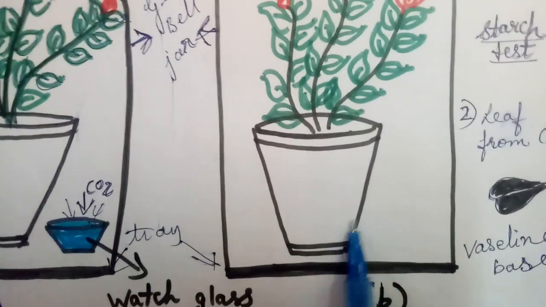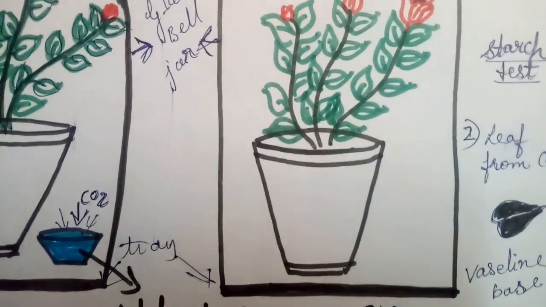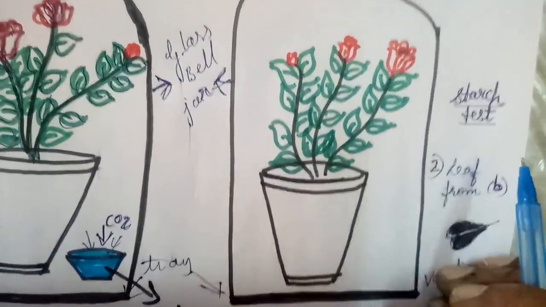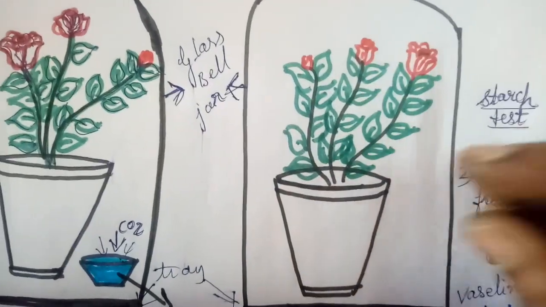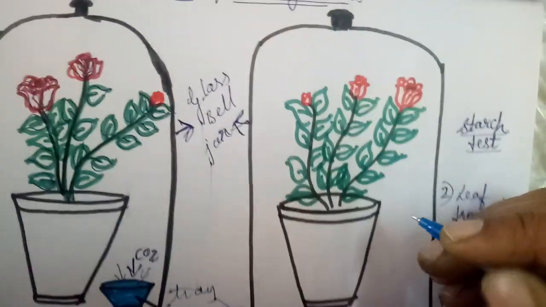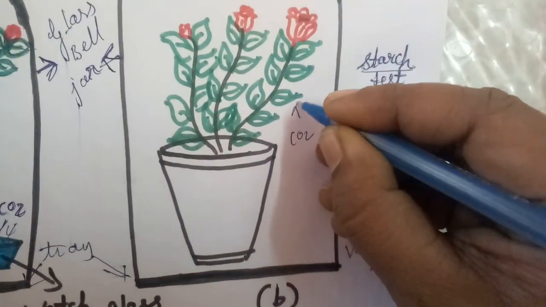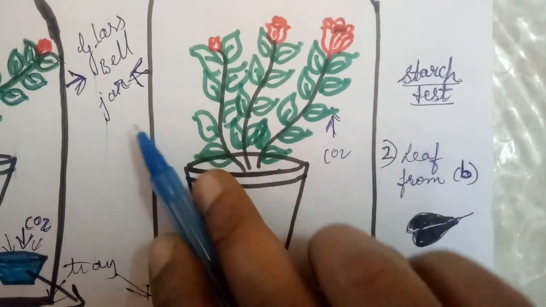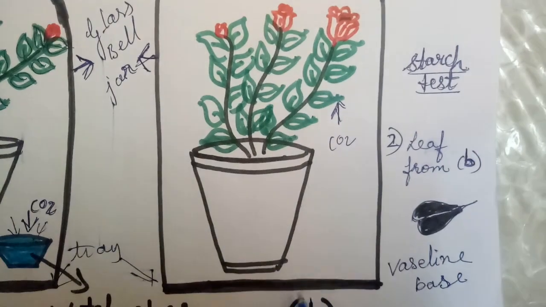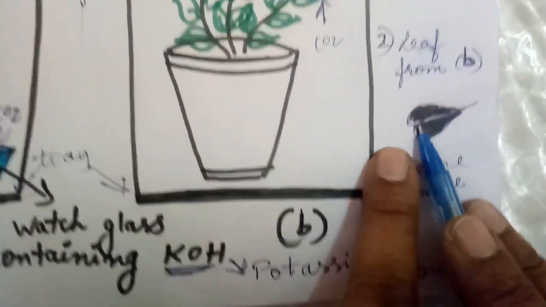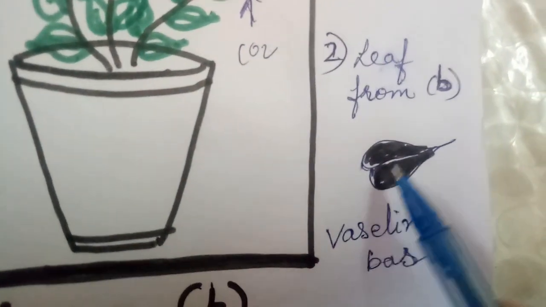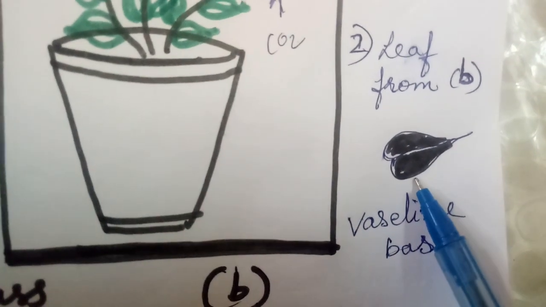Whereas in potted plant B, there was no KOH kept here. We didn't take any KOH here. This whole arrangement was sealed here also, but the air which was there had some amount of carbon dioxide, and because of that carbon dioxide, the leaves were carrying out the photosynthesis process. As photosynthesis was carried out in potted plant B, the starch test was positive. It means the whole leaf turned bluish black when we added the iodine solution to it.